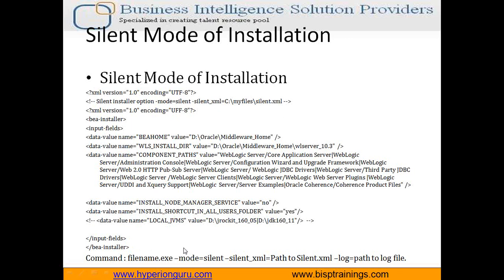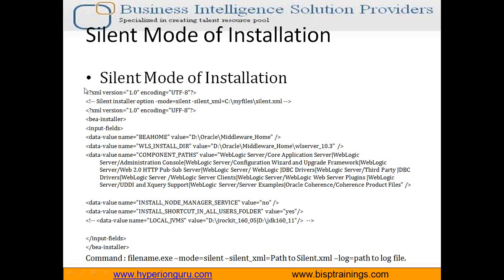So that is done, and you can install the shortcuts for all users. These kinds of things are also provided in the silent.xml. And if you want to install local JVMs, if you want to take some kind of local JVM, then you can take it from here itself. There are different parameters you can specify over there. There is a list of parameters, I'll share it with you as well.